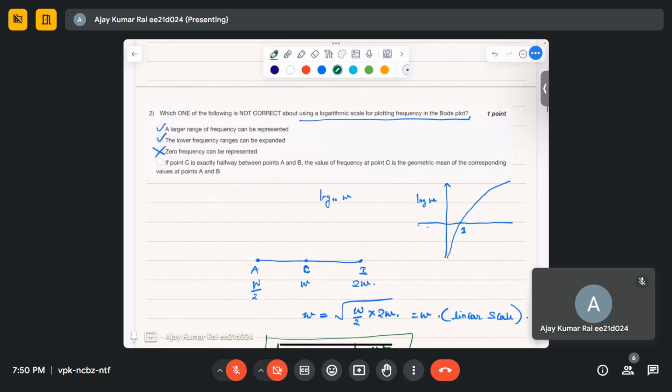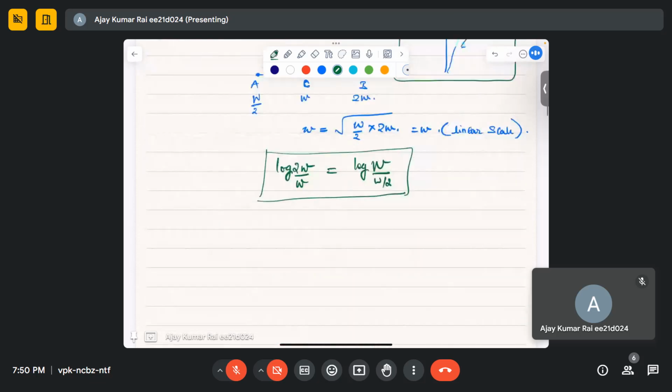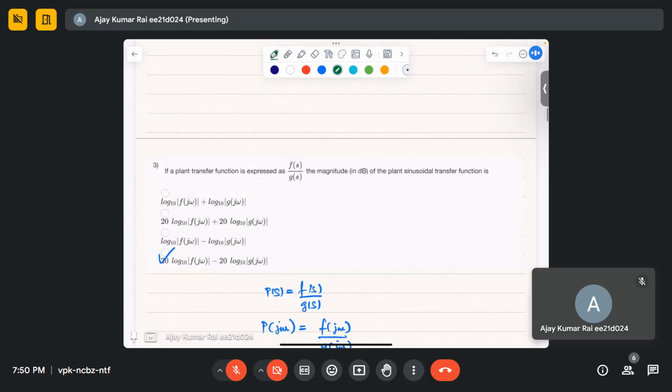But here, which statement was false? Zero frequency can be represented. In the log scale, 0 cannot be represented. You can see the log scale here. At 0 it tends to infinity. So that's why 0 frequency cannot be represented. We take values closer to 0.